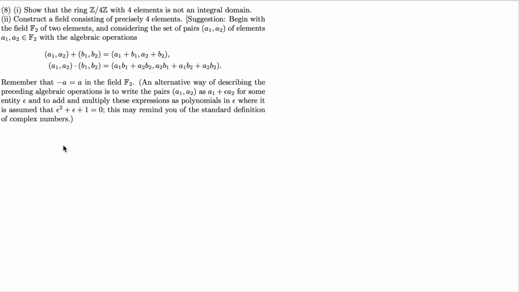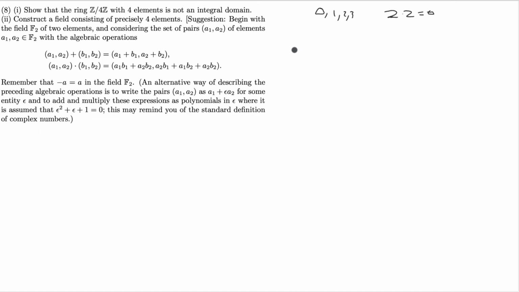Alrighty then, let's begin. So to show that Z mod 4Z with 4 elements is not an integral domain, we simply need to find 2 elements whose product is 0, where neither of them are 0 themselves. And for this it is easy, because this is 0, 1, 2, 3. Here are 4 elements in Z mod 4Z. We note that 2 times 2 is equal to 0, but neither 2 nor 2 is 0. Therefore, it is not an integral domain.